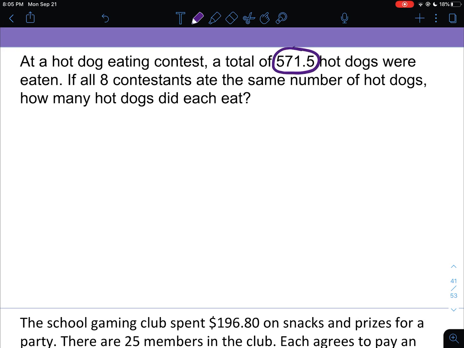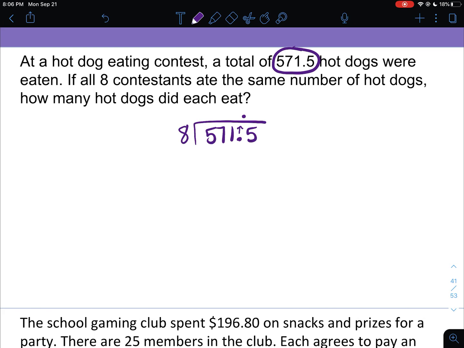Okay, so we have a total amount of hot dogs, which is 571.5. So the total is going to go inside. And then we're going to divide that amongst the 8 contestants. So today's going to be when we have a remainder, and I'm going to show you what that's going to look like when you actually get to the point when you have a remainder. It's going to be a little different than we did before with whole numbers. So first step when dividing with decimals is always to pop up your decimal into the quotient.